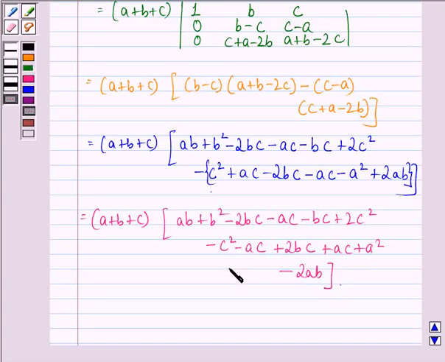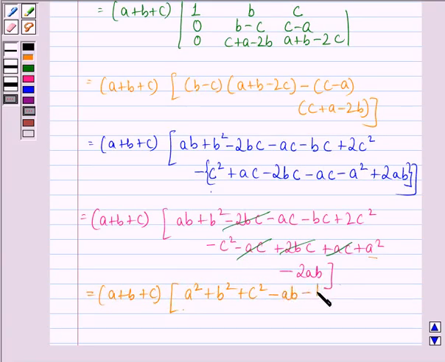Now we see that minus 2BC gets cancelled with plus 2BC, plus AC with minus AC. This is equal to A plus B plus C into, now here we have A square plus B square plus C square, because 2C square minus C square is C square, minus AB minus BC minus AC.